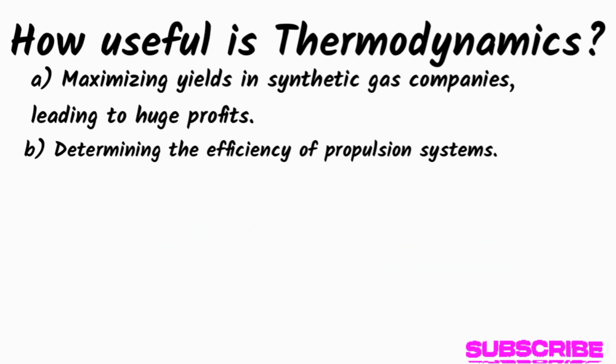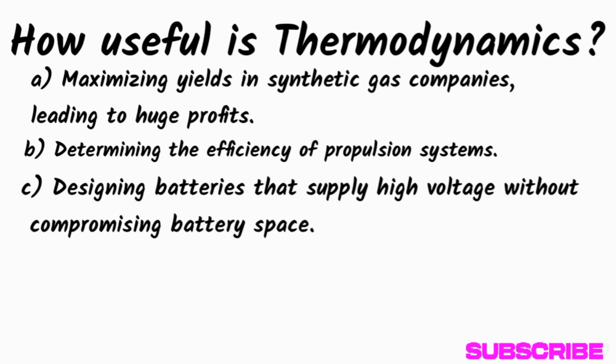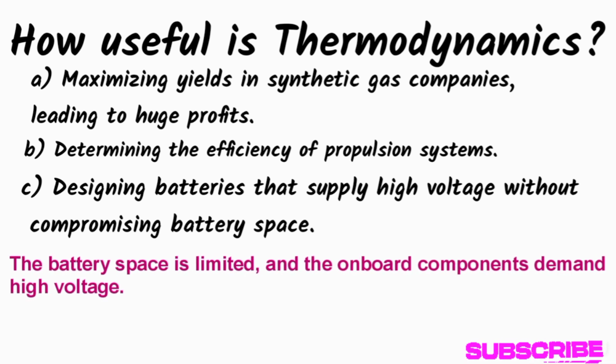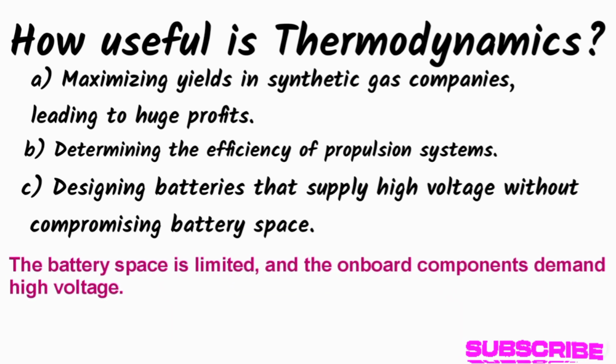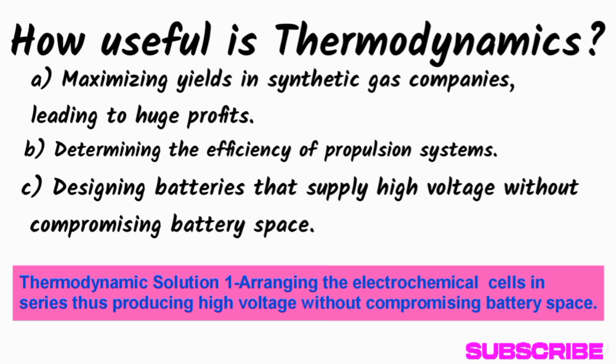C. Designing batteries that can supply the required amount of voltage and current without compromising battery space. This is a huge challenge when it comes to designing electric vehicles because the battery space is limited, but the demand for voltage is high. With the knowledge of thermodynamics, you can easily go about this by designing the electrochemical cells of the battery in series with each other, therefore producing high voltages without compromising the battery space.